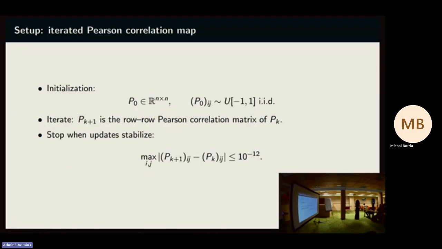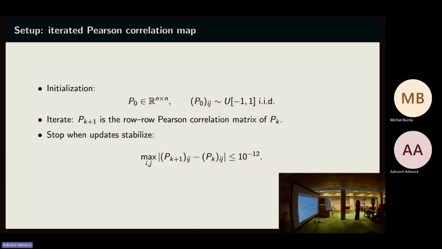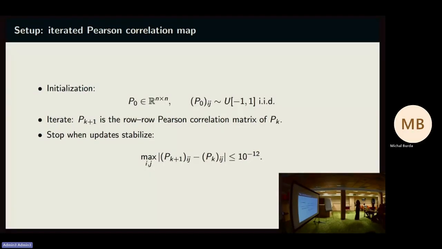So again, this is the initialization of how we iterated the correlation. We started with a random matrix initialized from a uniform distribution, and then we iterate, and we have the threshold or tolerance here, 10 to the power minus 12, where the iteration will stop. And here we have taken the maximum element-wise difference. But even if we do it by the Frobenius difference, it's going to be the same. But this is local, and the Frobenius is global.